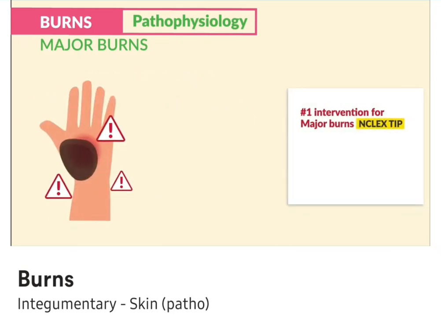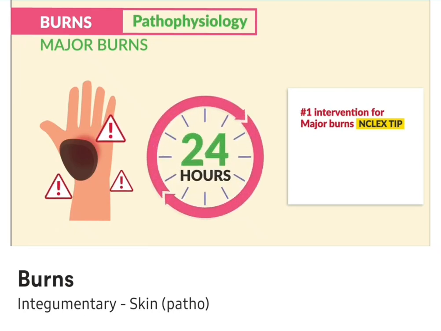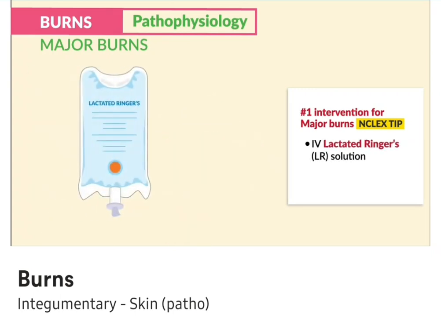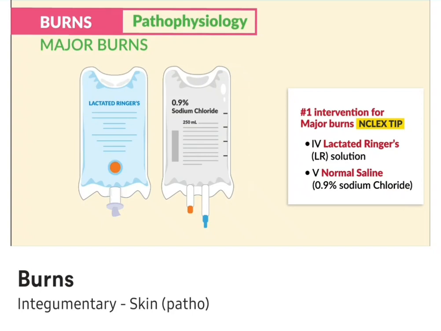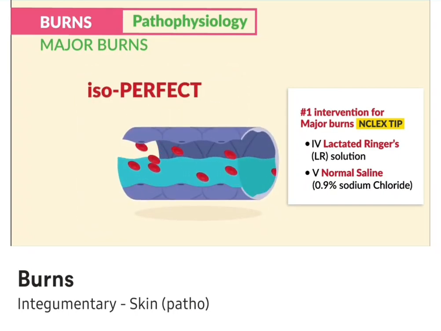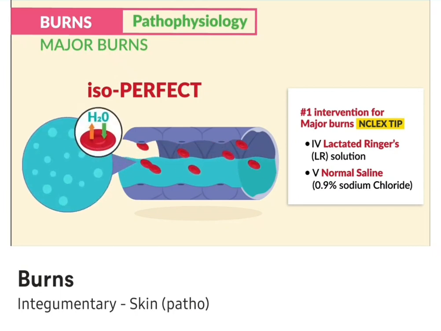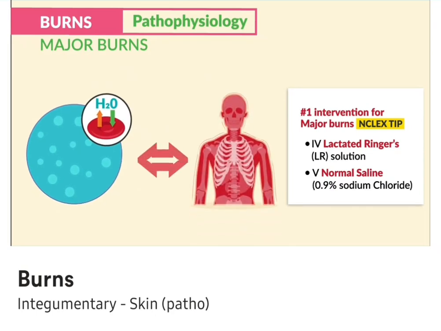This is why the number one intervention for major burns in the first 24 hours, and big NCLEX tip, so write down these key terms: IV lactated ringers, or LR solution, and IV normal saline, that 0.9% sodium chloride. These two will help save lives. They are isotonic fluids, which we call isoperfect fluids, since they stay inside the veins longer than any other solution, as it closely resembles the chemical composition of human blood.